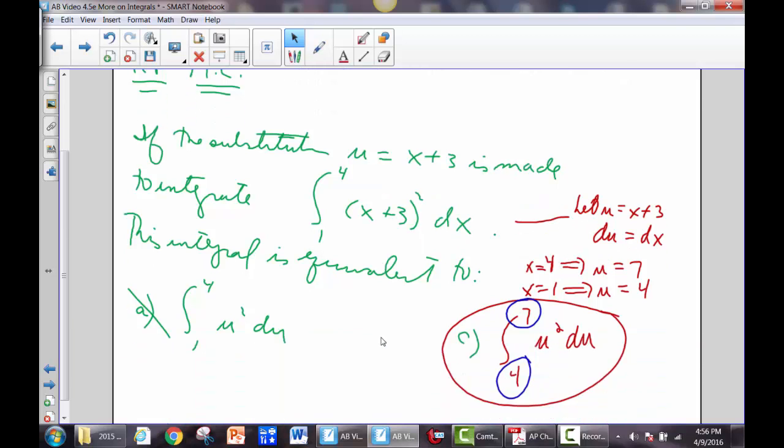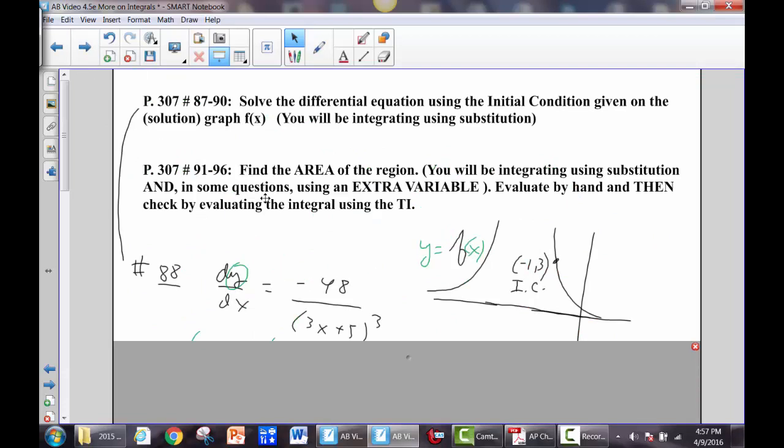And then what you're noticing is all the answers are in terms of u. So the answer is not A, because this is x equals 1 to x equals 4, which is not equivalent to u equals 1 to u equals 4, because u is not equal to x, it's equal to x plus 3. So when x is 4, u is 4 plus 3, which is 7. When x is 1, u is 1 plus 3, which is 4. So the correct answer would be the integral from 4 to 7 of u squared du.